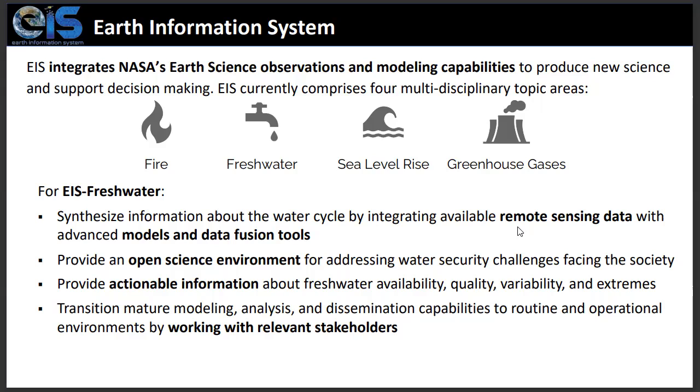Probably the most important component of the EIS project is working with stakeholders. In the freshwater team, we have stakeholders across the country and internationally as well, and we're trying to make sure that we're producing the data that they actually need, that they can then use for decision making. So if you can go to the next slide.